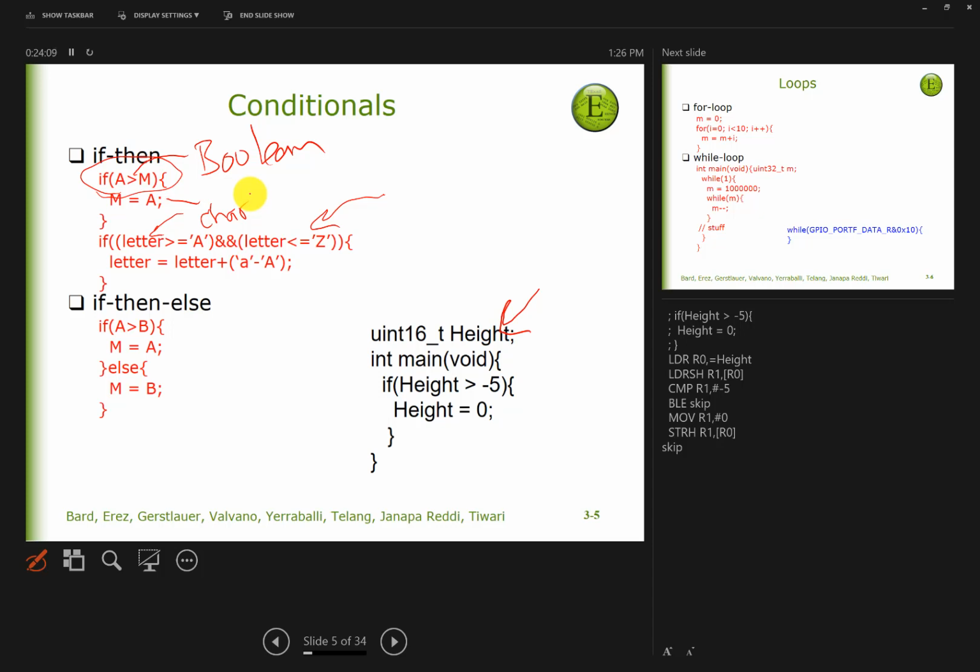You can have an else. So this is if A is greater than B, and this is if A is less than or equal to B. So this is the true, and that's the false part. Question about if. Notice all my stuff ends in a semicolon.